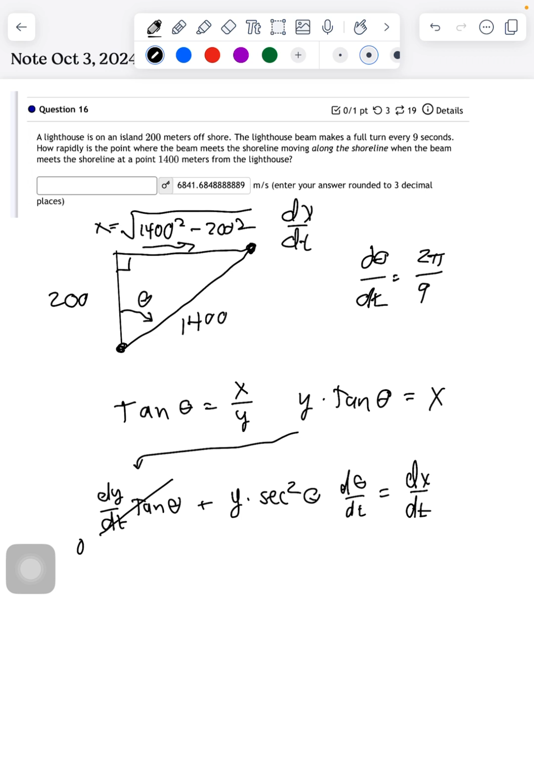Now, dy dt, the y doesn't change. The 200 does not change, so that term goes to 0. And I know what y is. Y is this, y is 200. And then I know what secant squared is. Theta is the arctan of that big square root up there at the top over 200. So if I plug that in there, I know what d theta dt is. That's 2 pi over 9.